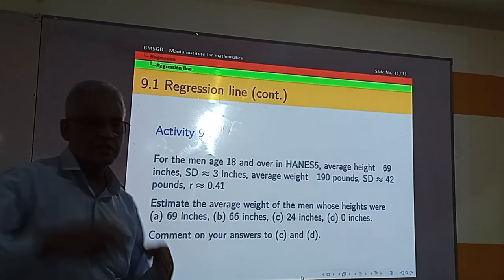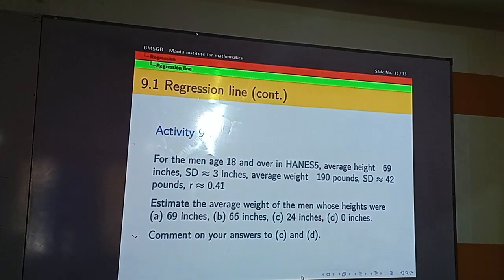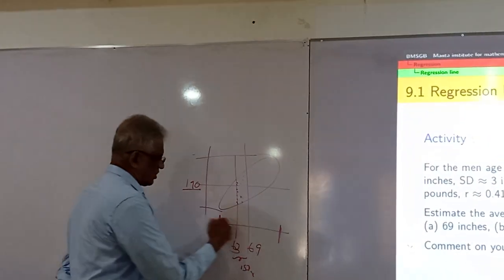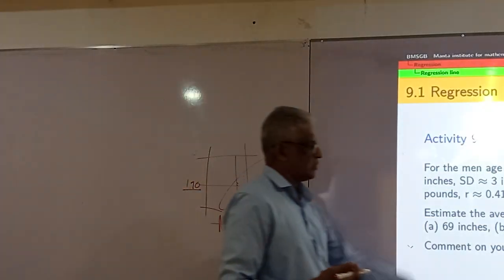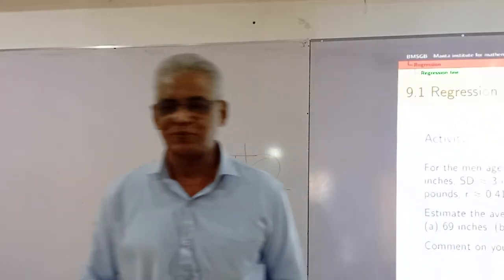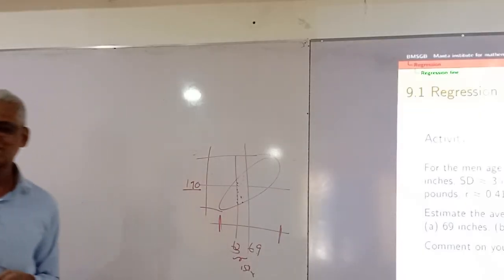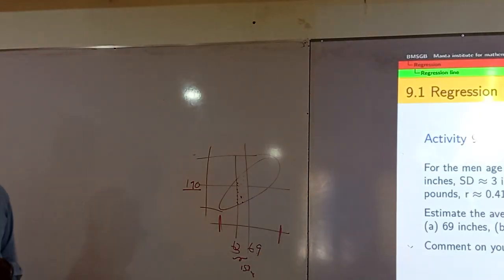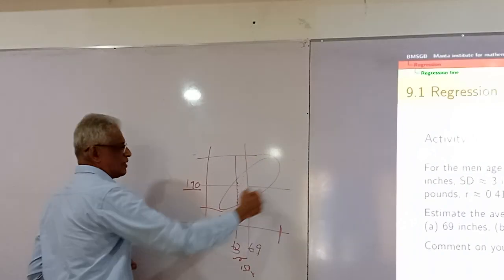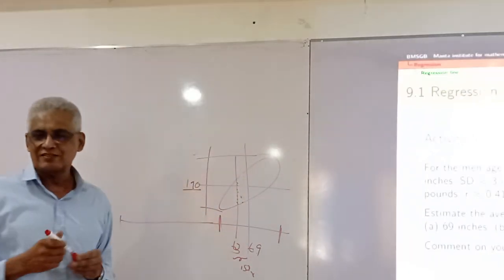69 inches is the average actually. That is within the x values and the y values considered for this particular analysis. 6 is also in that range. But of course 24 inches means 2 feet. So there will be no men in this sample with 2 feet tall, right? So 2 feet will be far below here, which will not be contained in the sample.